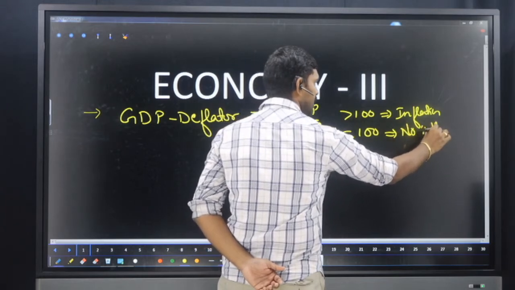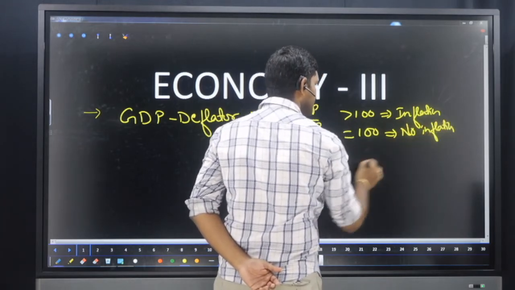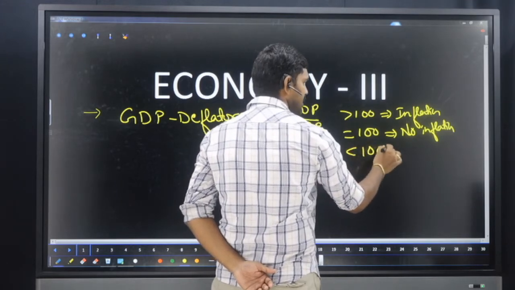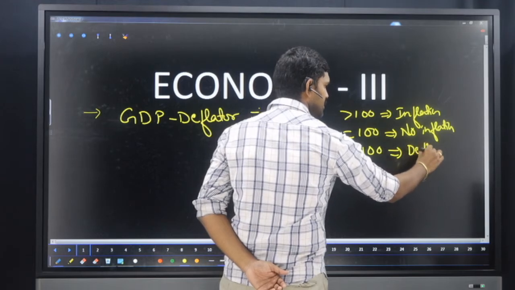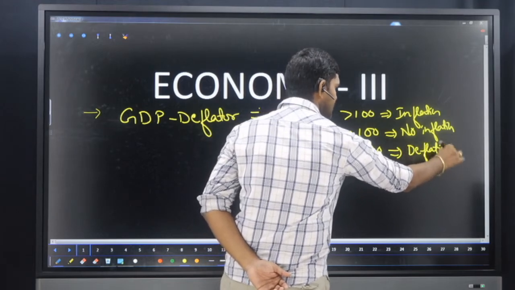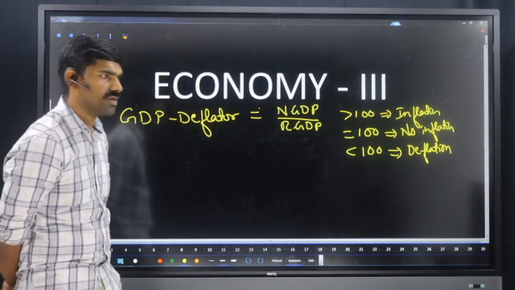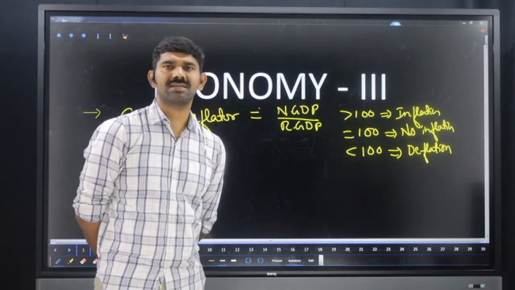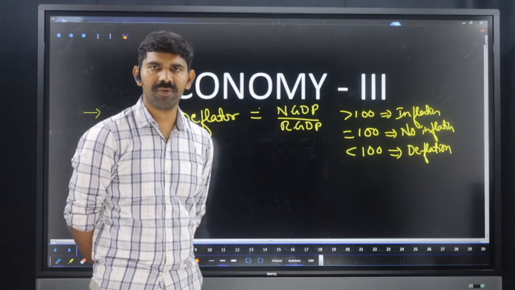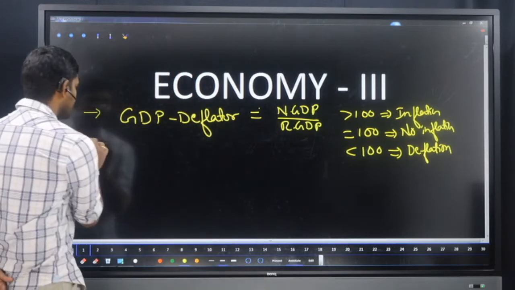No inflation in the economy. And if the value is less than 100, it implies there is deflation. What is it called? Deflation. Like that, based on the value of the GDP deflator, you can determine whether there is inflation in the economy or not. And then the second one that we discussed.